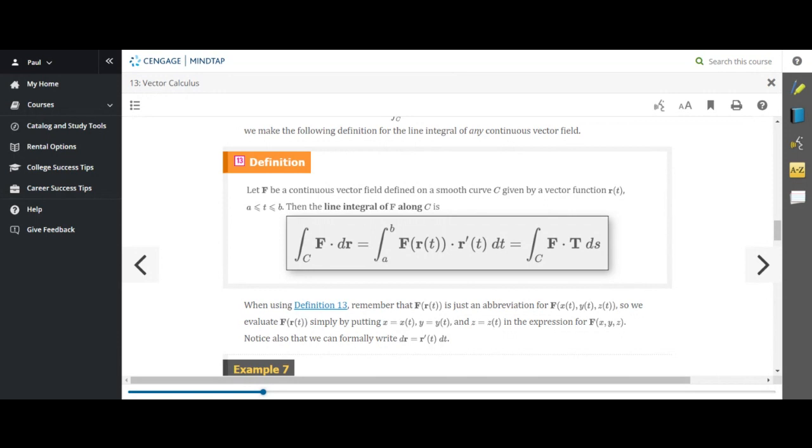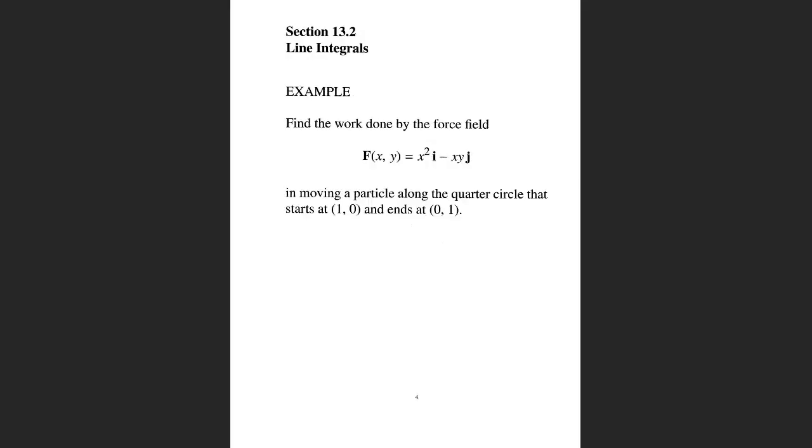So let's go ahead and get to an example. We've looked at a lot of examples, but I have one here that we can use formally in your notes. Let me give you a moment to copy this down, okay?